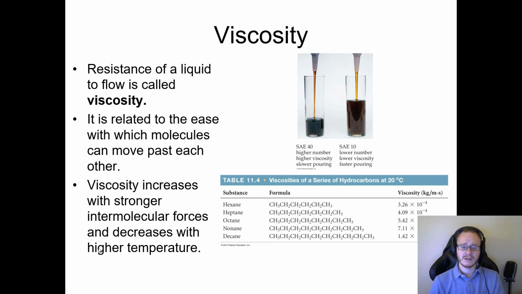For example, long skinny molecules like decane or nonane are going to end up having a higher viscosity than hexane or heptane. The viscosity is going to change whenever the intermolecular forces themselves become stronger, whatever they might be. It could be as simple as London dispersion forces, or polar bonding, or even hydrogen bonding. But viscosity is also going to decrease with a higher temperature. The higher temperature results in more energy available, the molecules are moving faster, and they're less likely to get stuck together.